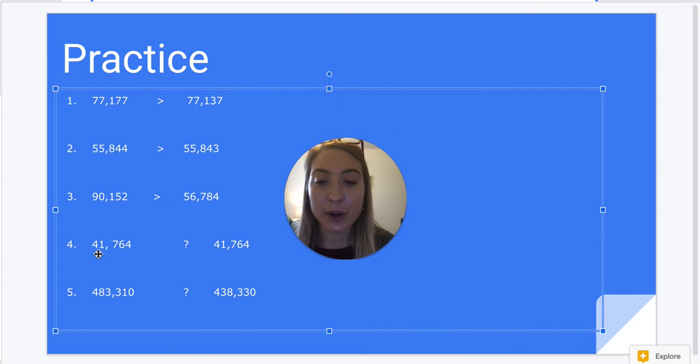So now we're going over below. We have 41,764 and 41,764. So now I'm looking at these numbers and, kind of strange, they are the exact same numbers in the exact same order. 41,764, 41,764, which means neither one is greater than or less than. They are equal. So they are the same. So since they're the same number, I do my equal sign.